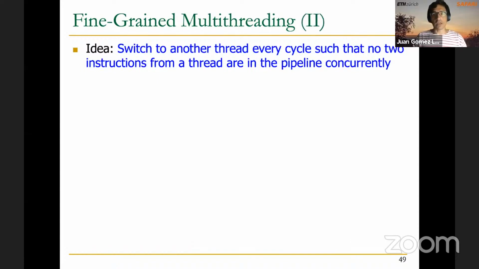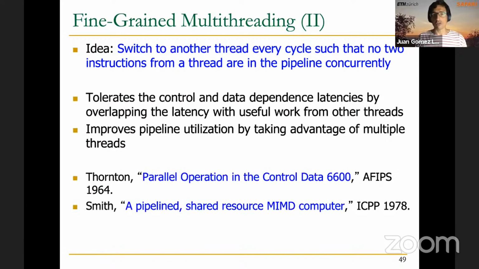The key idea in fine-grained multi-threading, as I explained before, is to switch to another thread every cycle such that no two instructions from a thread are in the pipeline concurrently. This way, we completely avoid the dependency between consecutive instructions in the same program for the same thread, or for the same warp on the GPU. This is also the main purpose of these processors, and one of the key strengths of GPUs: when you start the execution of one instruction that is going to take too long, you don't have to worry, because you have many more warps, many more threads independent of this long-latency instruction, and you can continue executing them onto the pipeline.